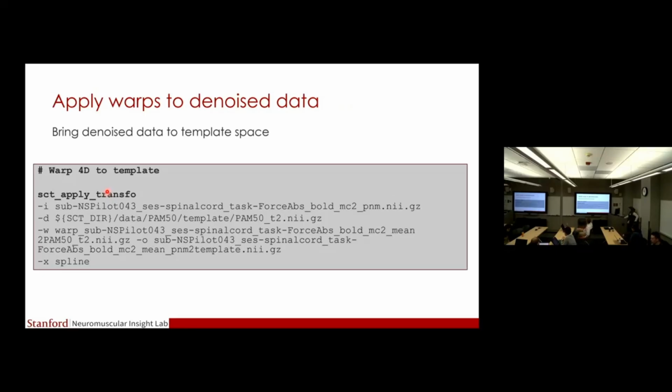And then basically we apply the warps. Because we want to bring our functional data to template space, we want to bring our denoised data to template space. We apply the warps to the denoised data to bring it to the template space. This would be the destination. This would be the warps that I got from previous steps. And here we use a spline interpolation.